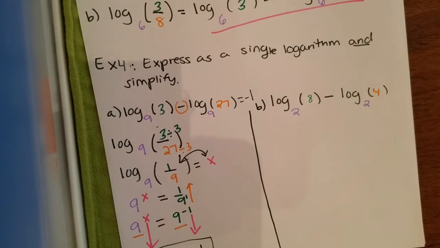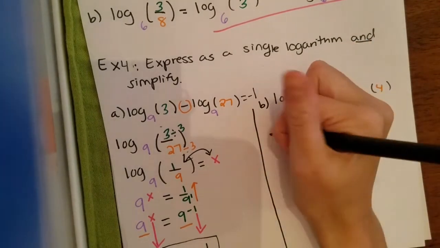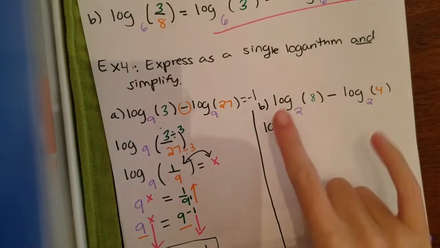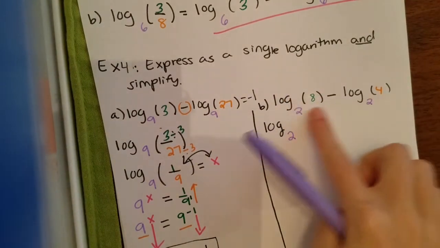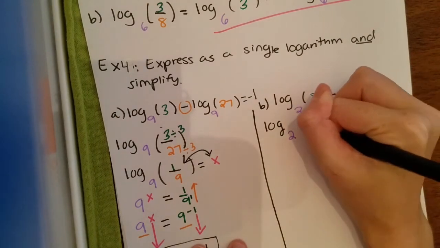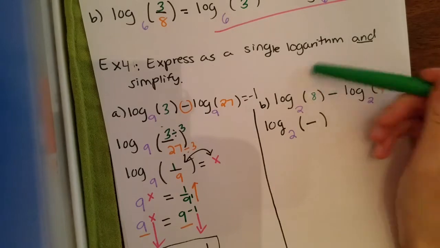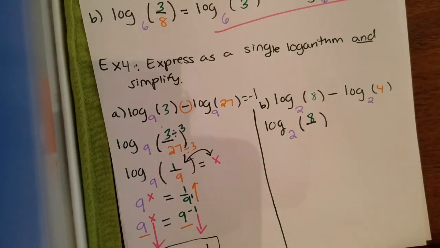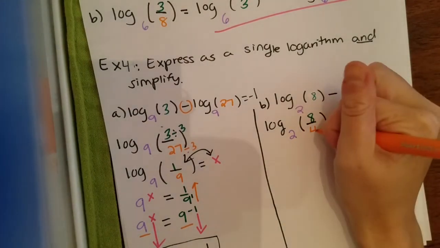Okay, so we have to express this as a single logarithm. That means I'm only going to have just one. Both of them have the same base, so I'm good to go there. My base is 2. Since I'm subtracting, I know I'm going to be dividing. The numerator is the number of my first log, so my 8 goes up top. Then I divide it by the denominator, which is the number inside my second logarithm, which is a 4.